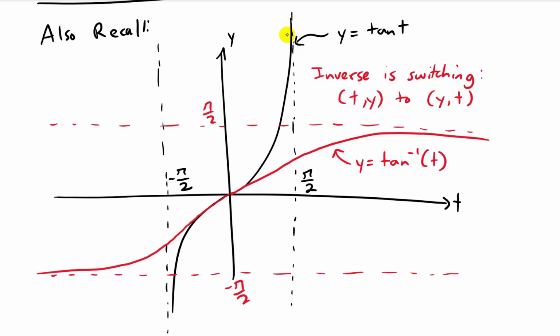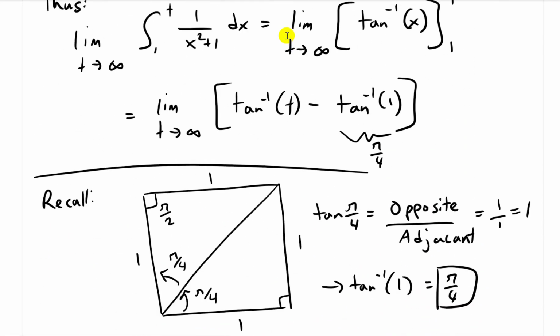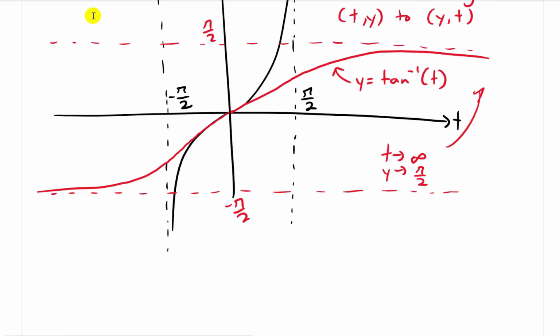Here, as t is going to infinity, as you can see, let's write this there: t is approaching infinity, then y is approaching pi over 2. So the inverse of this one is going to be reaching pi over 2. We'll just put it down here.